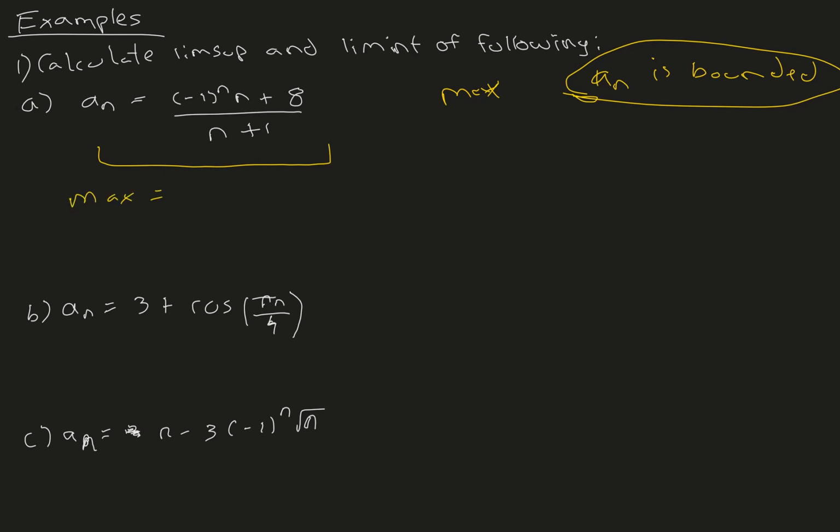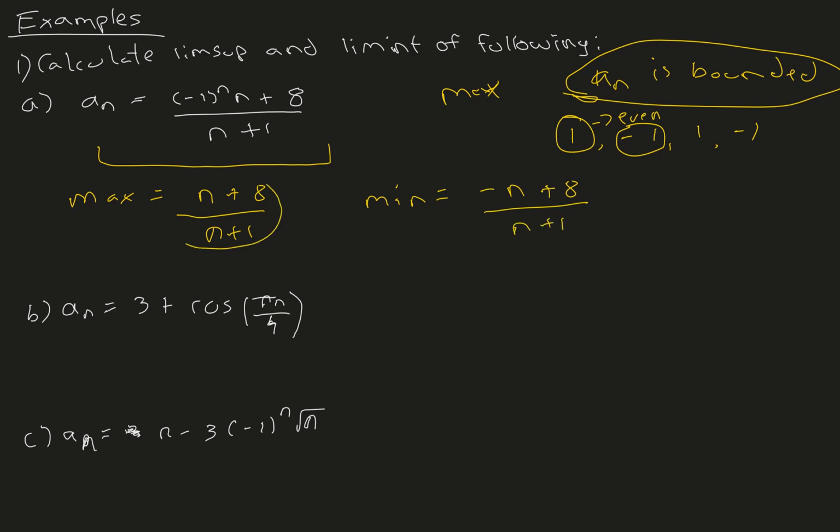So in this case, since (-1)^n oscillates between 1, -1, 1, -1, the maximum value the sequence can be is when it's 1, when n is even. So when n is even, (-1)^n will just be 1, and we get (n+8)/(n+1). And the minimum will be when it's -1, when n is odd. So we get -(n+8)/(n+1). Now all I do is just calculate the limit of this and the limit of this, which is pretty easy. The limit of this is 1, so this is the lim sup. The limit of this is the lim inf, which is -1, and we're done.